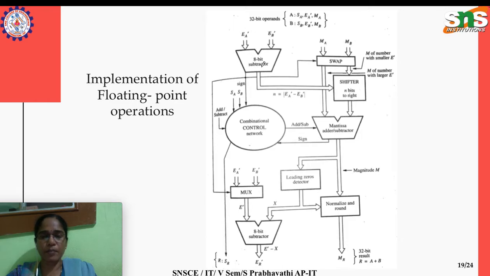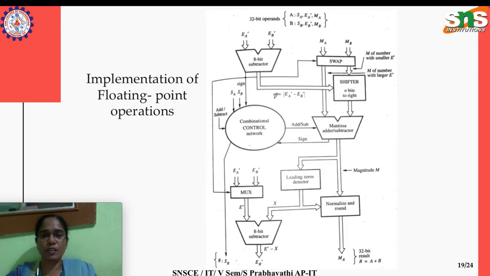We use an 8-bit subtractor. 8-bit is enough because the single precision exponent is 8 bits in size. Compare the exponents and you will get a difference, and that difference needs to be shifted. Suppose in decimal, if you take the exponents as 10 power 2 and 10 power 4, if you subtract them you will get minus 2.